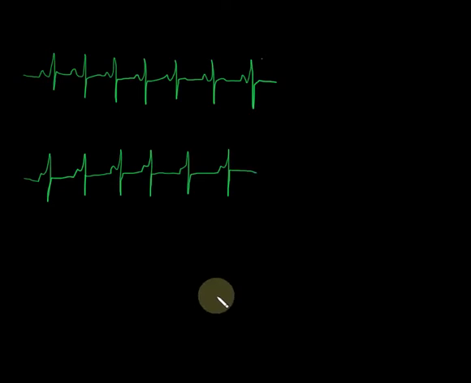looking at this rhythm, take a few seconds, pause it, and answer your questions, and then come back.